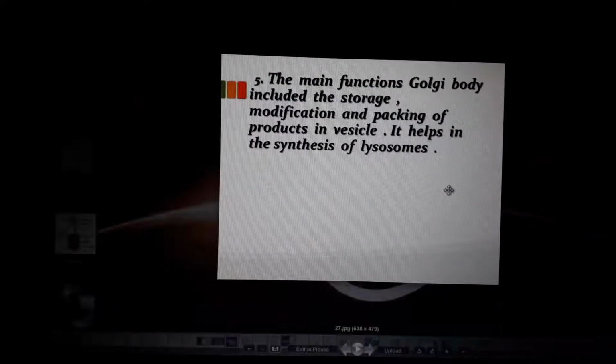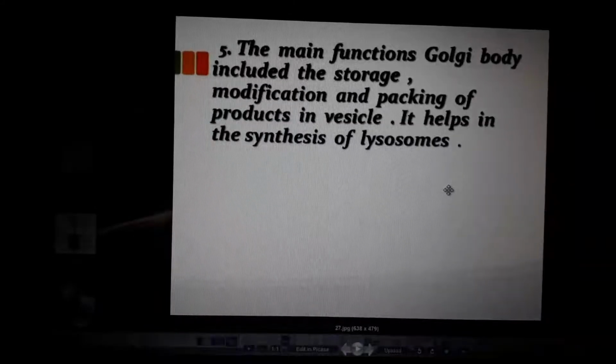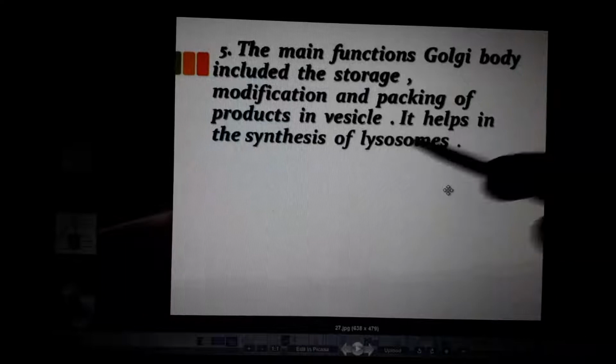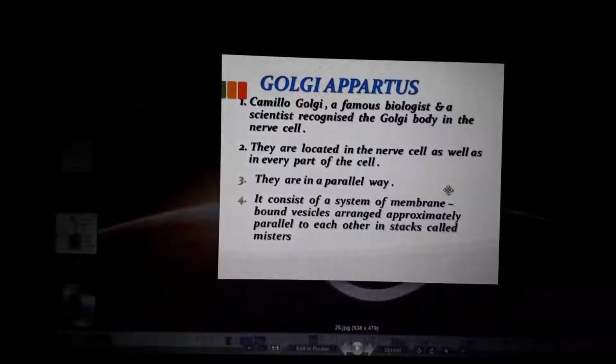The main functions of the Golgi body include the storage, modification and packing of products in vesicles. It helps in the synthesis of lysosomes. So it stores a lot of secretions, and it will store them inside this Golgi body and supply them to the lysosomes when lysosomes require those digestive juices and all. Okay, what is the next one?